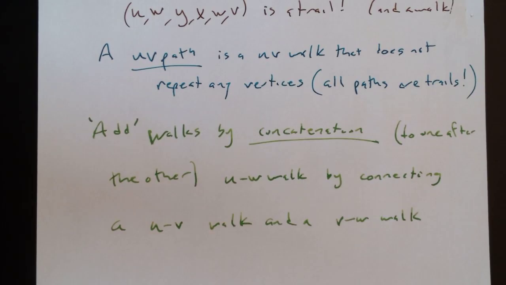Here's a problem. If I add two trails, the result might not be a trail, because I might have an edge that is in one that is now in the other, and suddenly I've repeated an edge. If I add two paths, I might not stay a path. I could have a vertex in one show up in the other. So walks is a category where it adds, but paths, when I add, I might not stay a path. Trails, when I add, might not stay a trail.